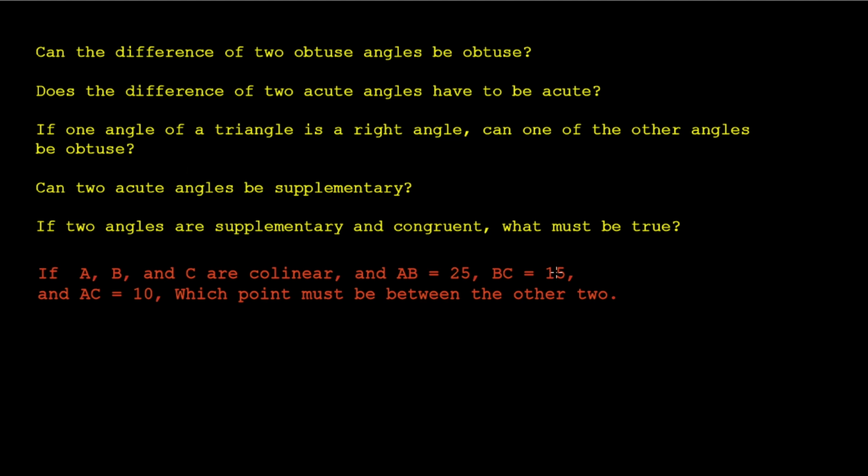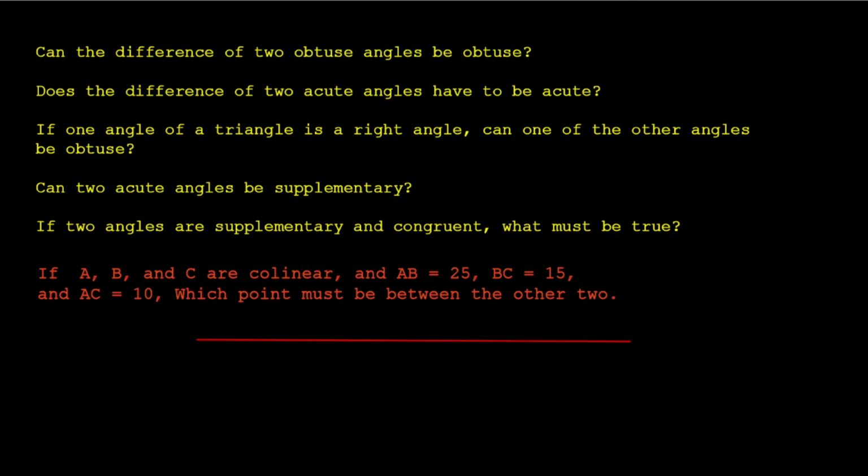Now, this next question is a little bit longer. So to set it off from the shorter questions, I wrote it in red, and we'll do the solution in red. If A, B, and C are collinear, AB is 25, BC is 15, and AC is 10. Which point must be between the other two? Well, notice here the longest one is 25. BC is 15, AC is 10. 10 plus 15 is 25. So here we go.